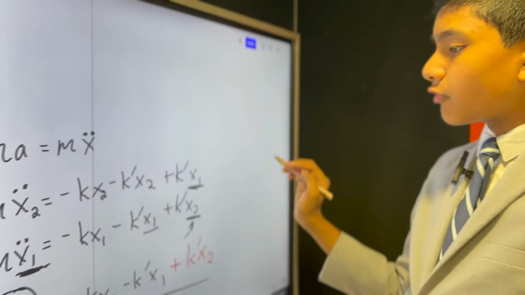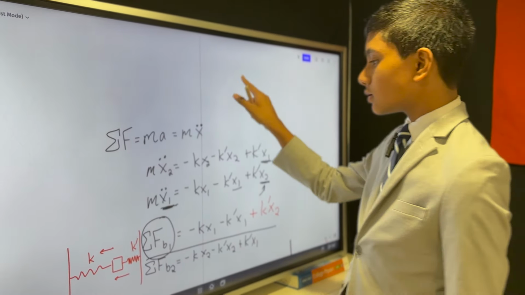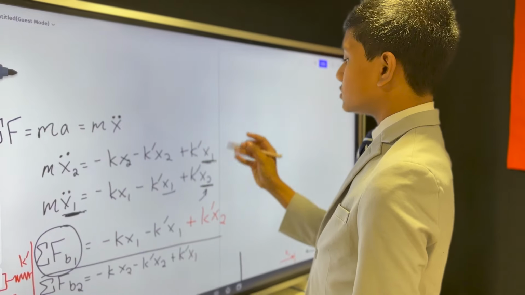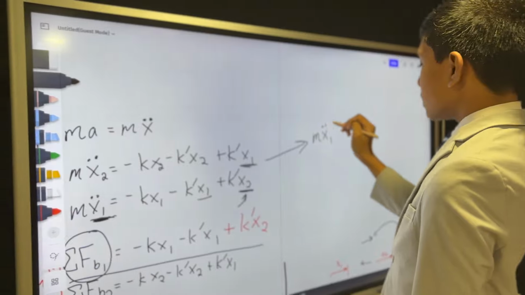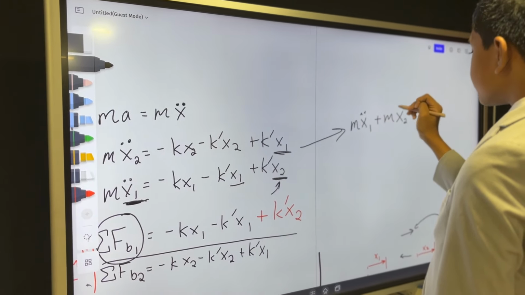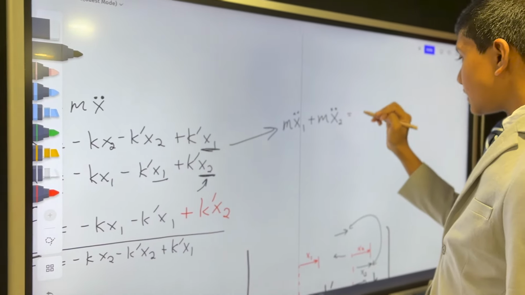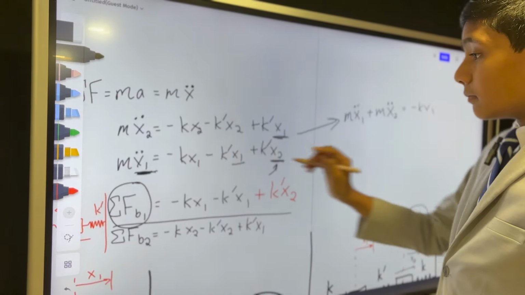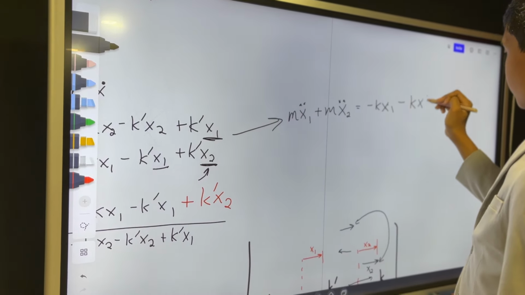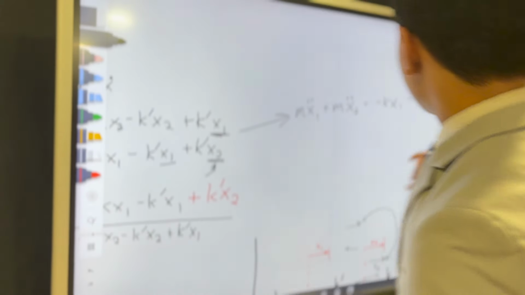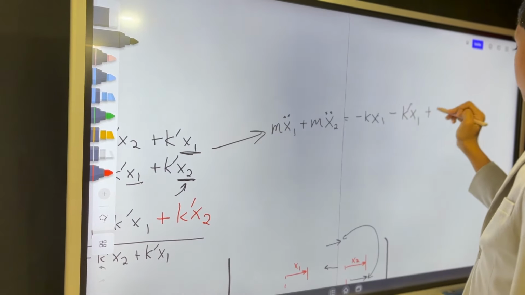This is a system of equations. So to solve it, we're going to have to add and subtract. So first, let's add these two equations together. What do we get? m x1 double dot plus m x2 double dot is equal to minus k x1 minus k prime x1, and then plus k prime x2.